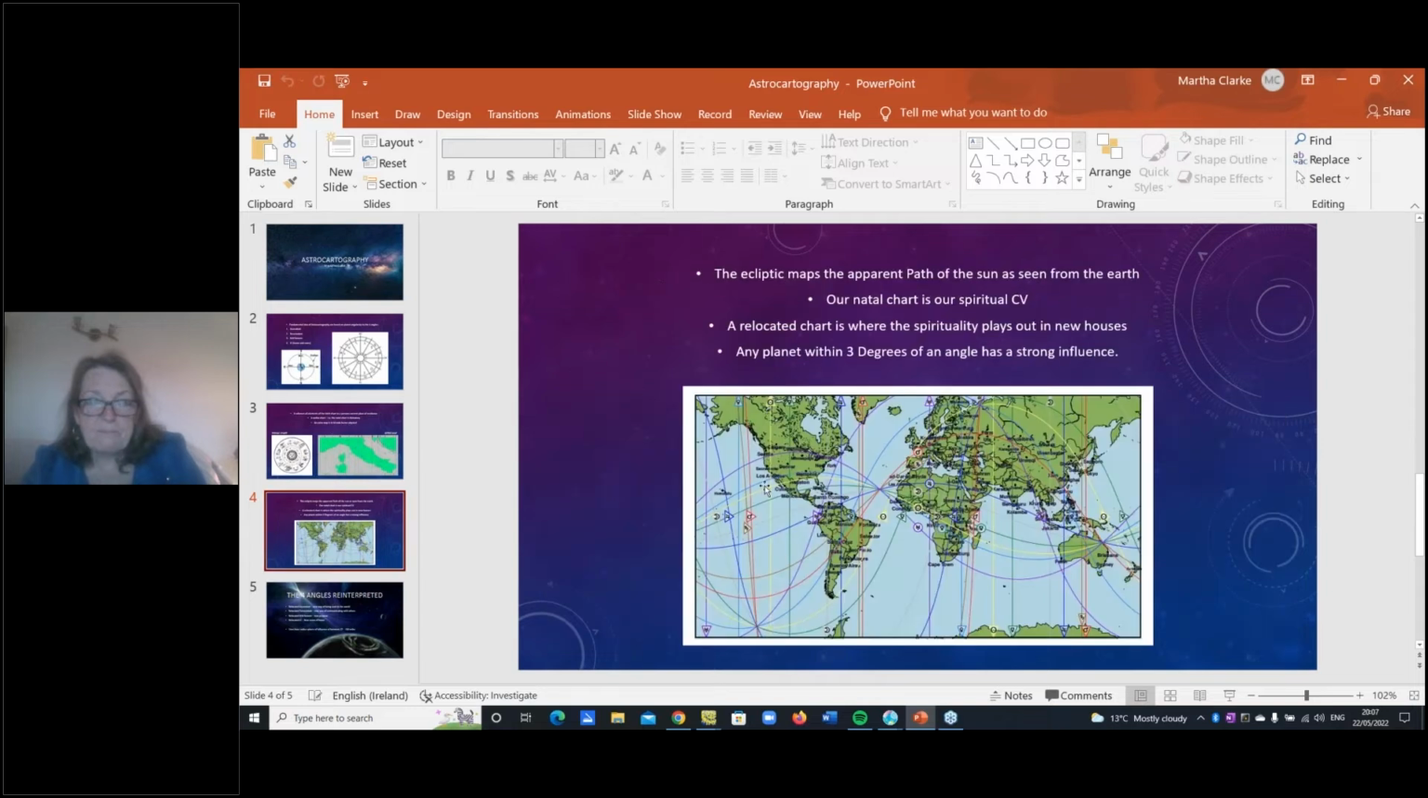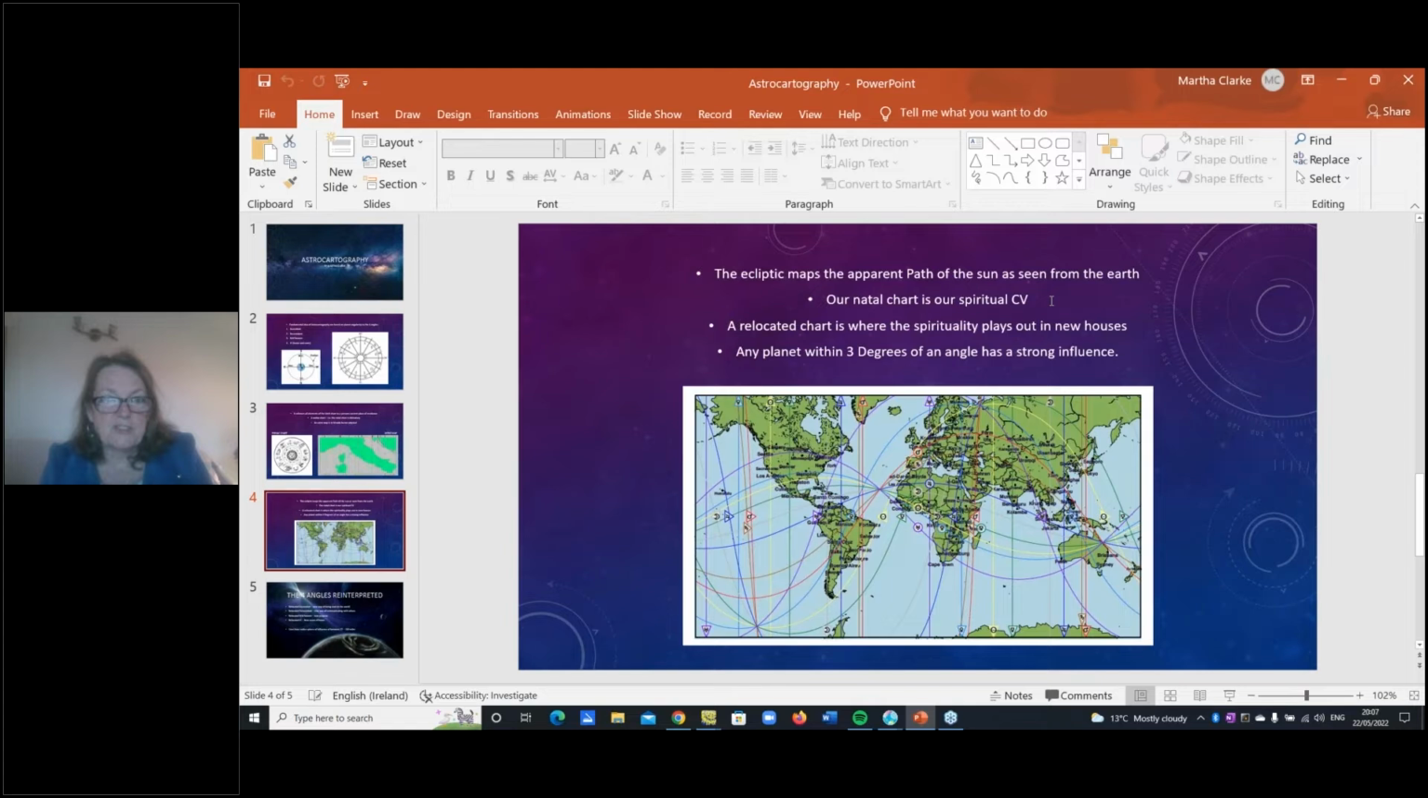This is just an idea of an astrocartography map. I'm going to be bringing up detailed maps shortly. Basically, the ecliptic maps the apparent path of the sun as seen from the Earth. And our natal chart is kind of like our spiritual CV. I always like to describe our natal birth chart as your astrological DNA. It's what your soul came in this lifetime to learn and experience. So a relocated chart is where the spiritual part of your astrological chart plays out in new houses.